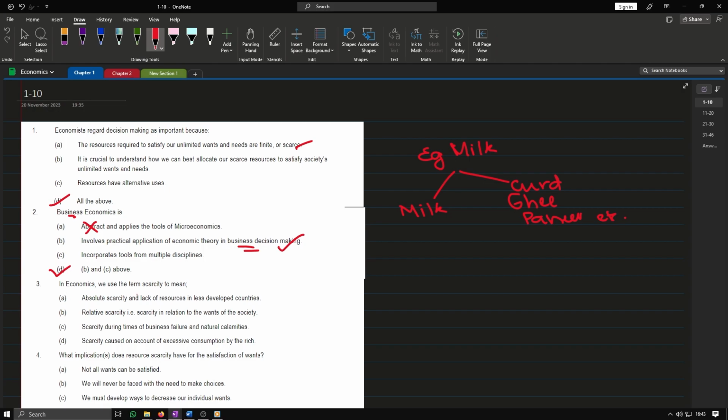In economics, we use the term scarcity to mean A, absolute scarcity and lack of resources in less developed countries. No, it's not true, right? Scarcity does not necessarily come in just less developed countries. Option B, relative scarcity, that is scarcity in relation to the wants of society. Is this true? Yes, it is true. Scarcity during times of business failure and natural calamities. No, scarcity can come at any time, so it does not matter when the scarcity comes. So this is not true. Scarcity caused on account of excessive consumption by the rich. No, excessive consumption can happen even by the poor. Does not matter rich or poor, right? So what's the right one here? It's option B.